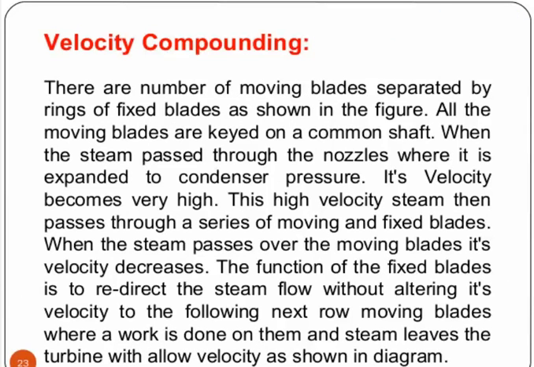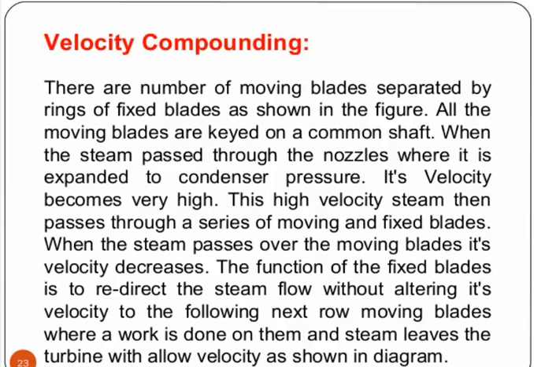What is velocity compounding? There are a number of moving blades separated by rings of fixed blades. All the moving blades are keyed on a common shaft. When the steam passes through the nozzle, where it is expanded to the condenser pressure, its velocity becomes very high. This high velocity steam then passes through a series of moving blades and fixed blades.